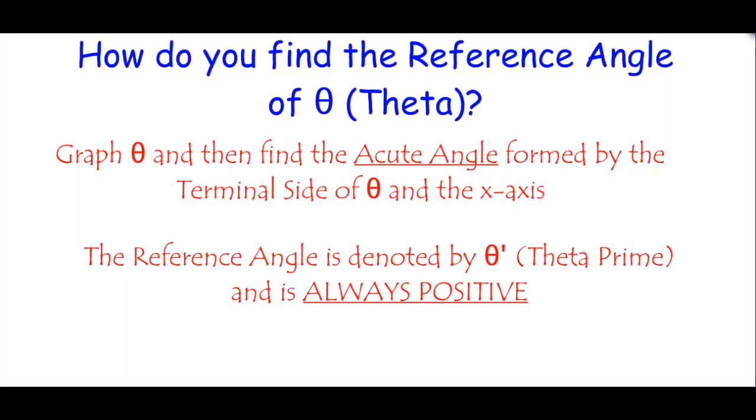So how do you find a reference angle of theta? And again, remember this symbol right here, our Greek symbol, is called theta. So what we're going to do is graph our angle and then find the acute angle formed by the terminal side of our angle and the x-axis.